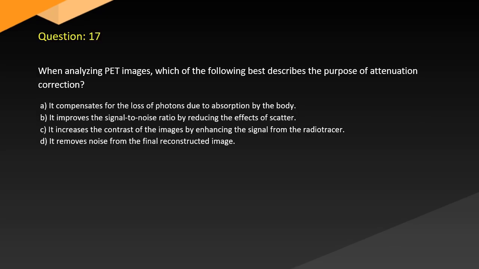Question 17. When analyzing PET images, which of the following best describes the purpose of attenuation correction? A. It compensates for the loss of photons due to absorption by the body. B. It improves the signal-to-noise ratio by reducing the effects of scatter. C. It increases the contrast of the images by enhancing the signal from the radiotracer. D. It removes noise from the final reconstructed image.